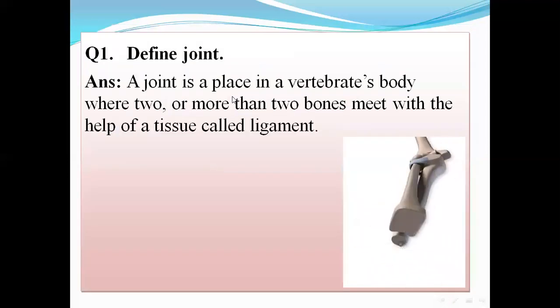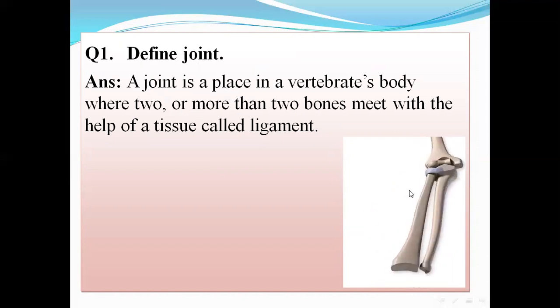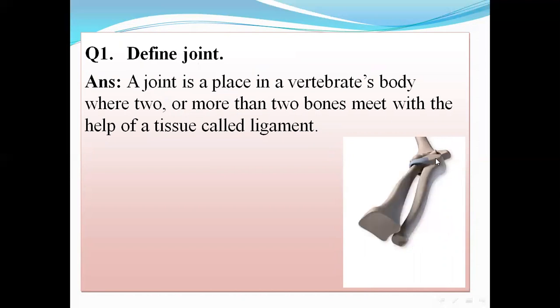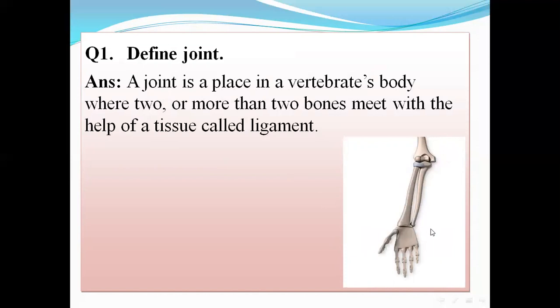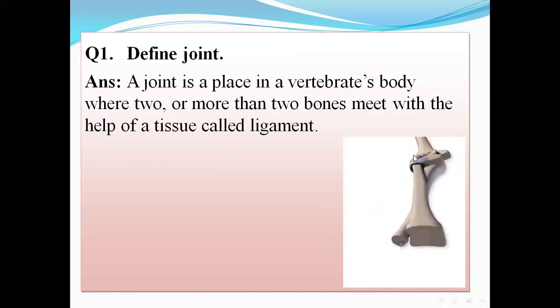Question number two. Define joint. A joint is a place in a vertebrate body where two or more than two bones meet with the help of tissue called ligament.